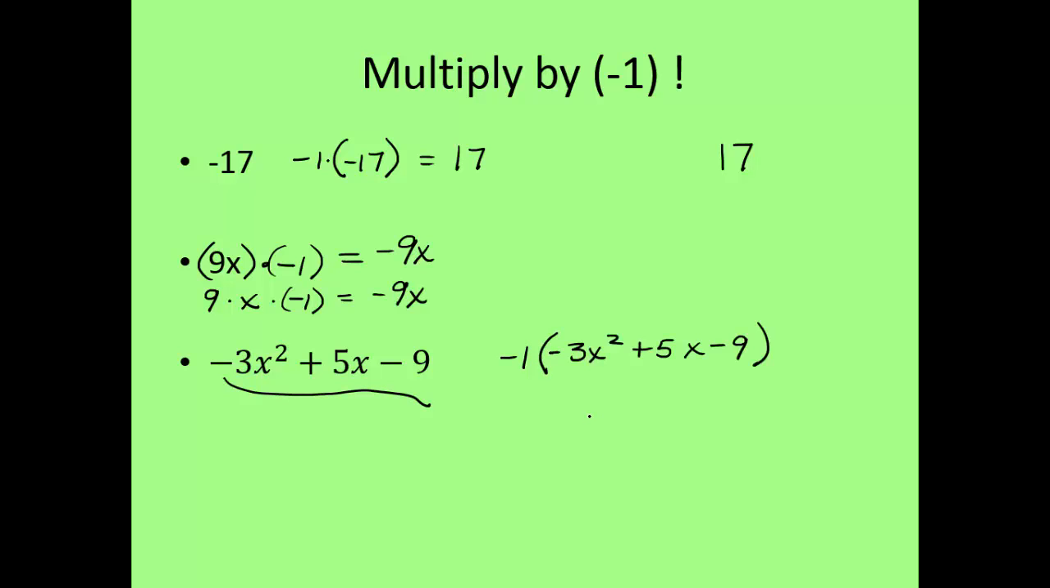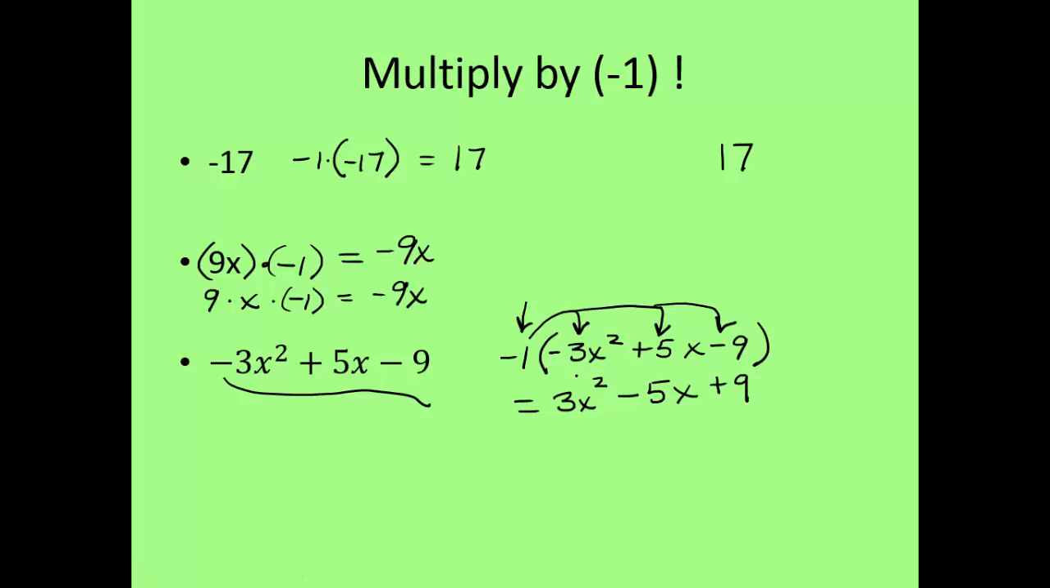And anytime you need to multiply a polynomial by something out in front of the parentheses, that's distribution. So you're going to multiply -1 times every term. So the opposite of that polynomial is +3x squared minus 5x plus 9.